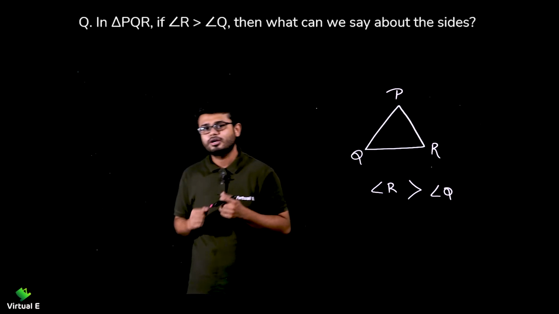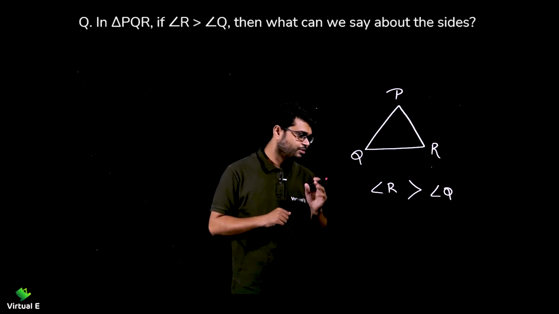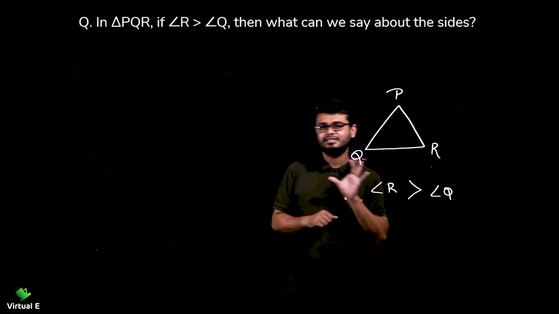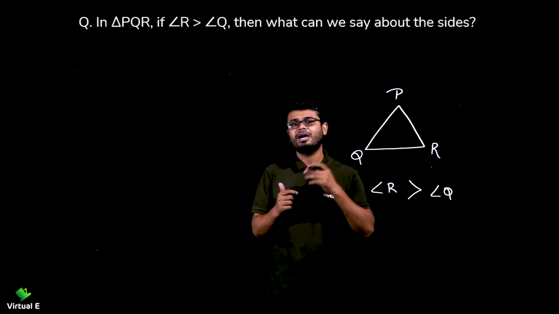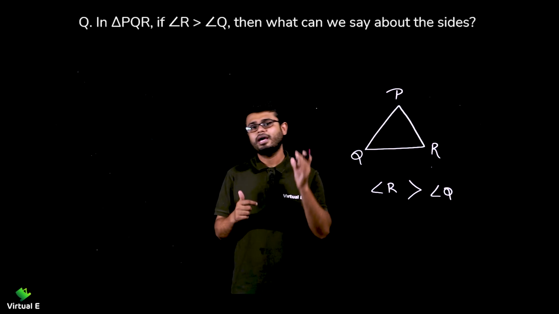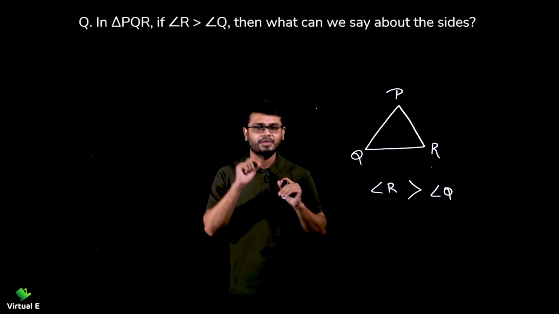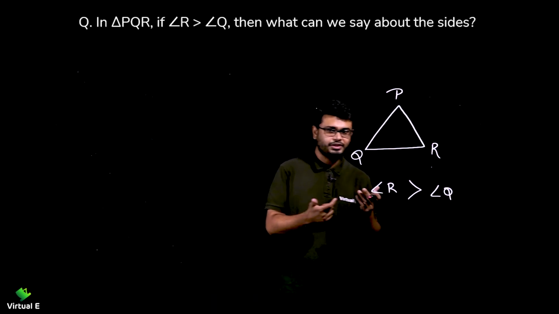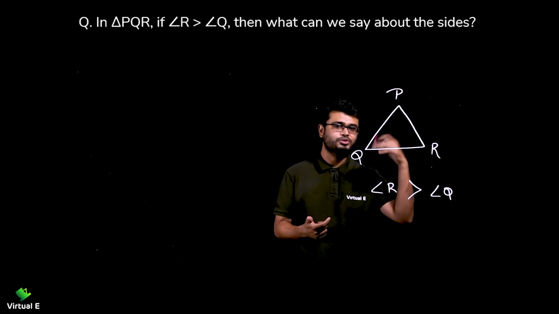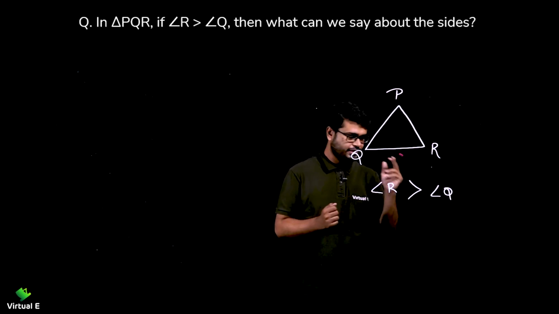So what can we conclude about these sides? Let's start. This is the same as the theorem that we discussed. If you have the larger side, then the angle opposite to the larger side will be greater. We need to think in the same reverse manner. If the angle is greater, then the opposite side will be what? Greater, or longer, right?